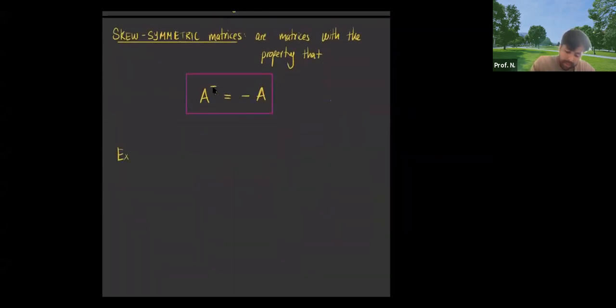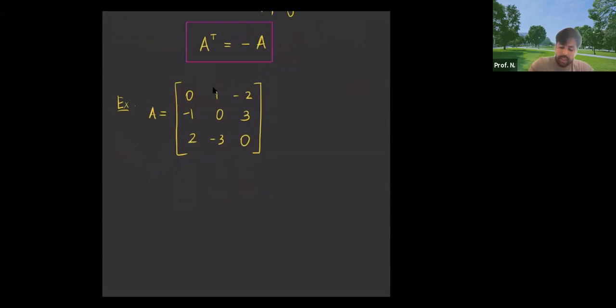So an example of that, if I have something that looks like this: 0, 1, -2; -1, 0, 3; and 2, -3, 0. If you take the transpose, what happens? When you take the transpose of this, the rows become the columns. So the rows here become 0, -1, 2, and then 1, 0, -3, and -2, 3, 0.